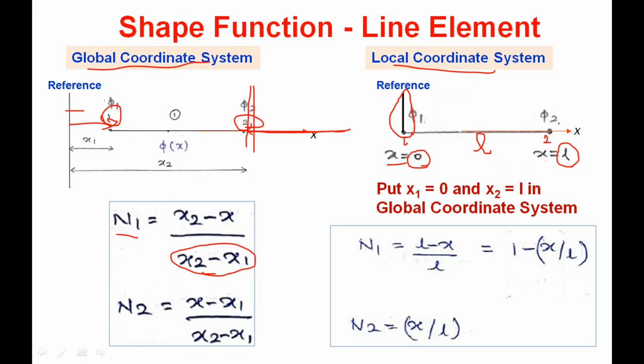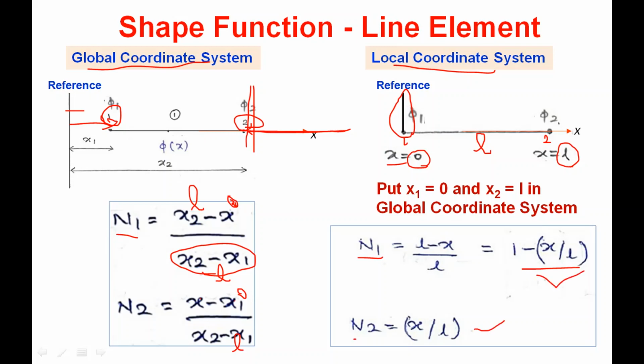So now what will be the difference in shape function? When you apply x1 equal to 0, x2 equal to L, in this expression, x2 is L, so L minus x, and x2 minus x1 is L minus 0, so you will get L here. So L minus x divided by L, then it can be easily written like this, 1 minus x by L. Then coming to this one, x1 is 0, x2 minus x1 is L, so it is simply x by L. So n1 is 1 minus x by L, n2 is x by L.